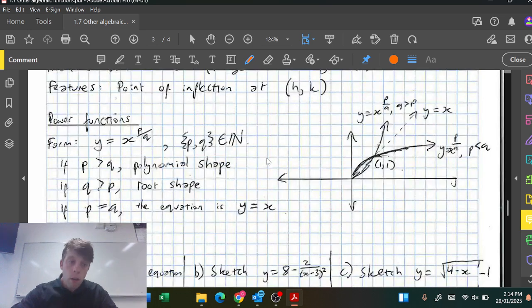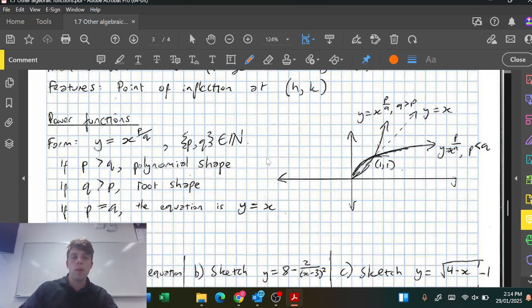Moving on, power functions. This is the last one. Power functions have the form y equals x to the power of p over q. With these, you just need to be really careful. If the p value is larger than the q value, it's going to look like your classic polynomial where everything is sort of going upwards. And if q is greater than p, then we have a square root shape.